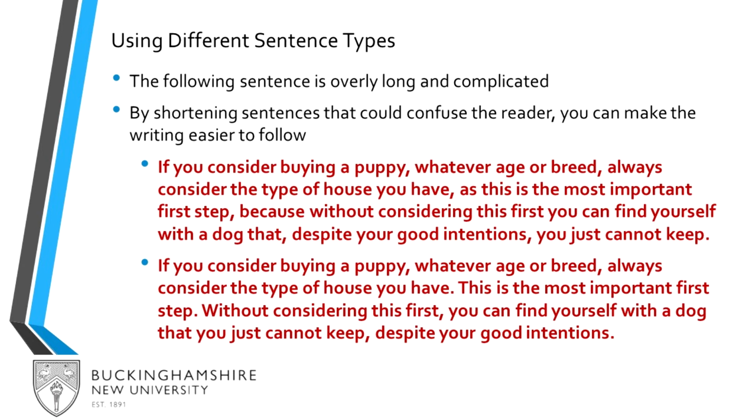If you consider buying a puppy, whatever age or breed, always consider the type of house you have, as this is the most important final step, because without considering this first, you can find yourself with a dog that, despite your good intentions, you just cannot keep. And breathe. Okay, that was a lot.